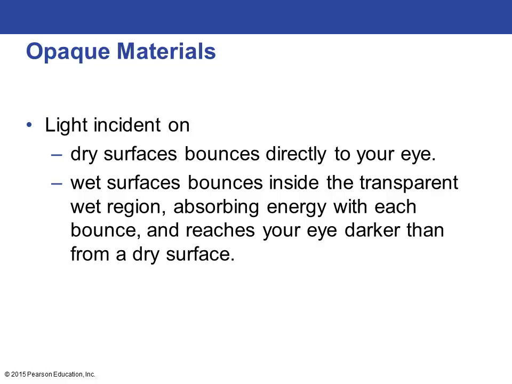Light that comes into a dry surface will bounce directly back off to your eye. Light that goes onto a wet surface will bounce inside the transparent wet region and absorb energy within each bounce, and then will reach your eye darker than light that's bounced off a dry surface.